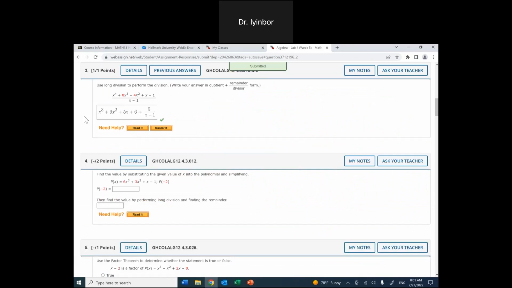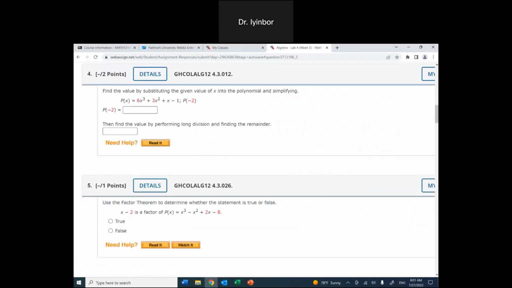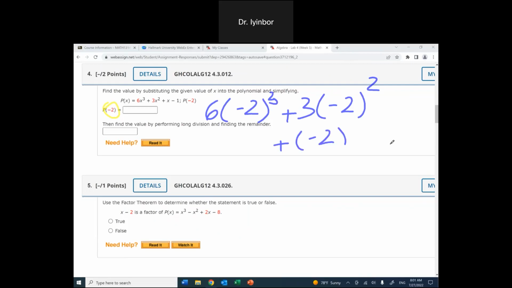Now the next one is number 4, and in number 4 you're given a polynomial p of x, and you have to find p of negative 2. So what you're doing is plugging in negative 2 for each x in that polynomial. So you're going to have 6, and make sure you put negative 2 in parentheses, cubed, plus 3 times negative 2 squared. I'm going to continue down here, plus negative 2 minus 1. So don't worry about this p of negative 2 in the end. This doesn't matter. They just tell you what to do and they repeat that here.